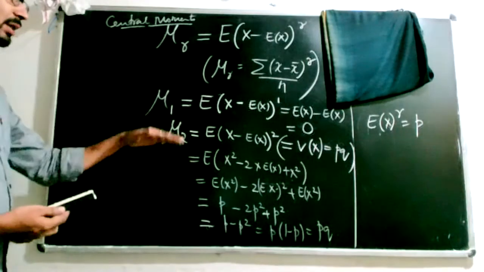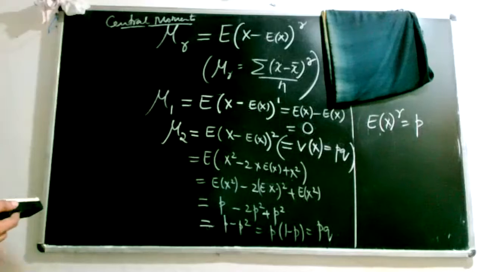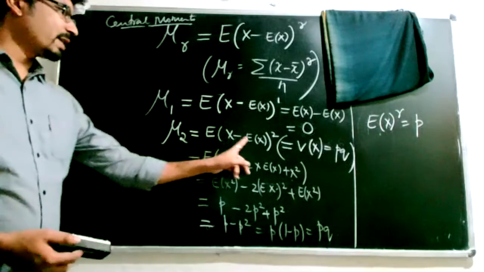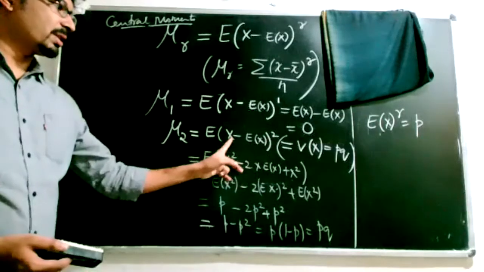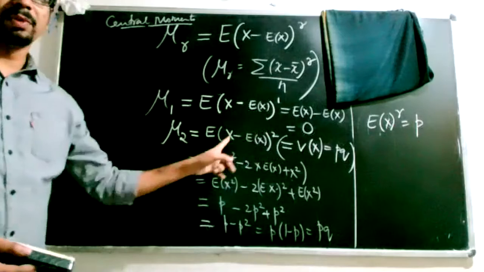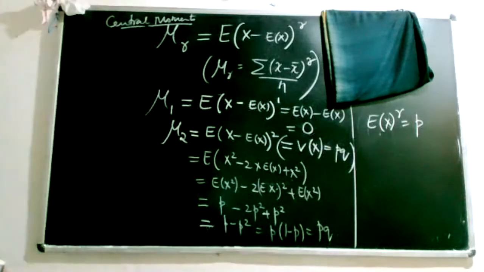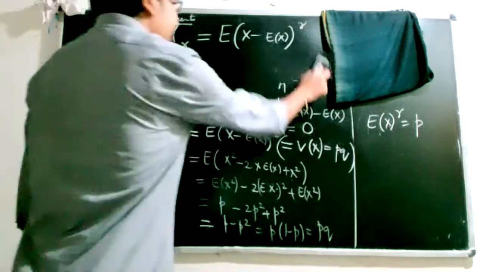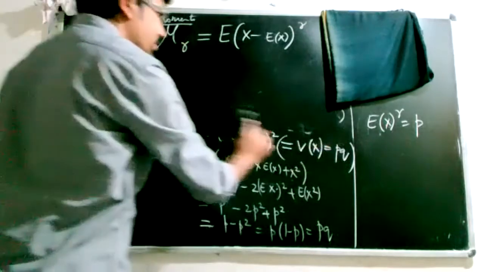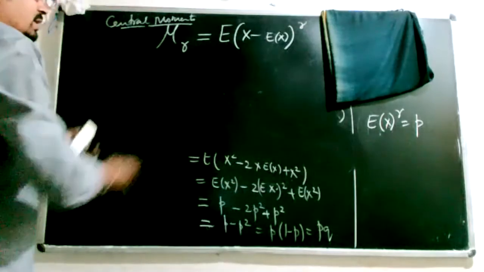Okay, now similarly, you can obtain mu3 as well as mu4 just by using e of x minus e of x whole cube. Just take a minus b whole cube, expand it, simplify, put e of x square, e of x cube as p, and you can simplify it. Now, the more general way of deriving this moment is by using the definition of the rth moment.